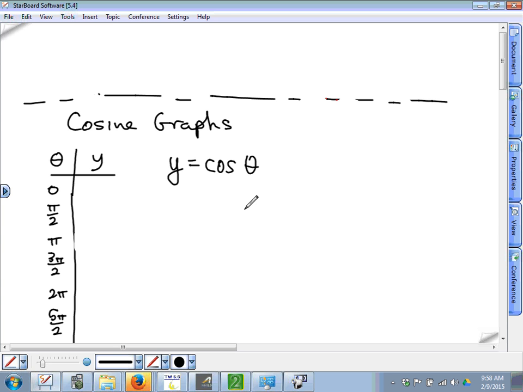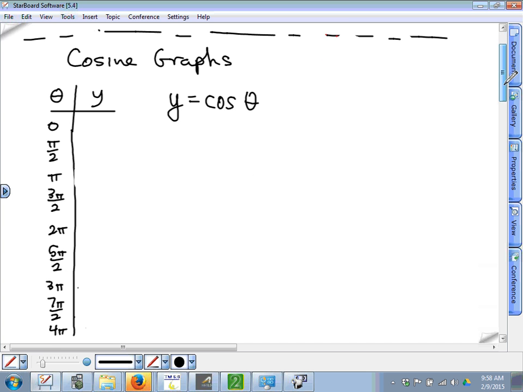It's the same x values or theta values we used for sine: 0, pi halves, pi, 3 pi halves, and 2 pi. These are the same values we used for sine. And the reason I chose these is because these were pretty easy to find on the unit circle. 0 and pi halves, 3 pi halves. Who's got a unit circle? I need those of you that's got your unit circles out. I need your help.